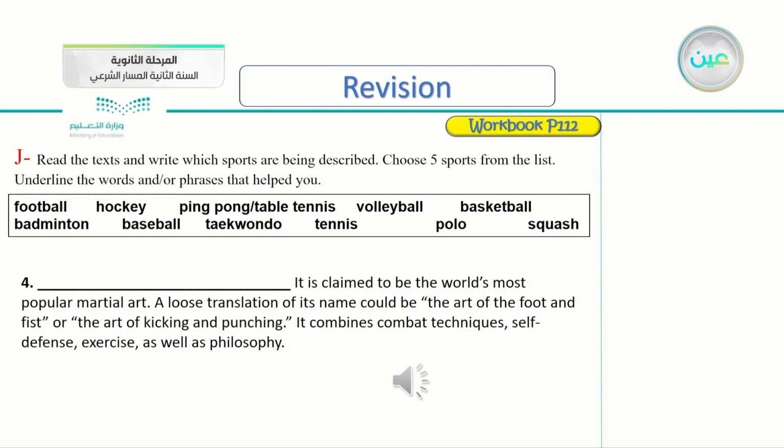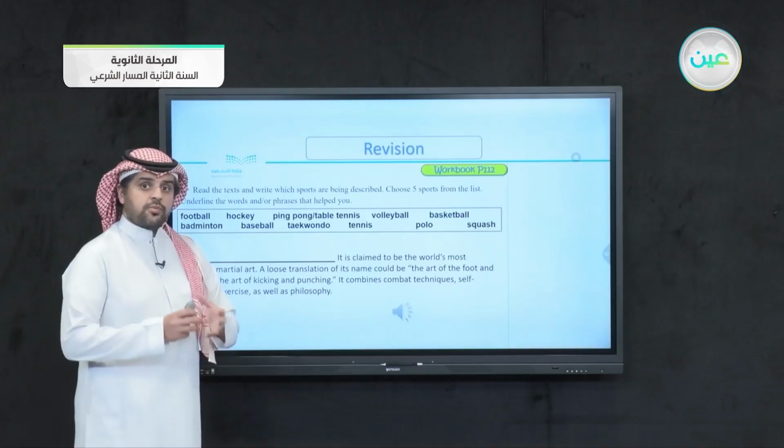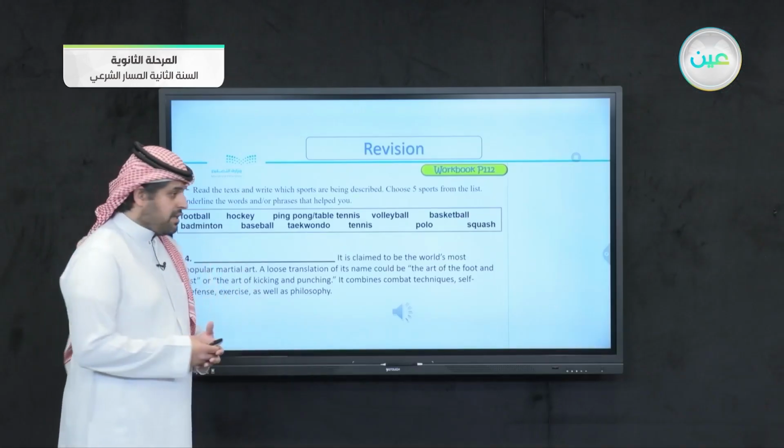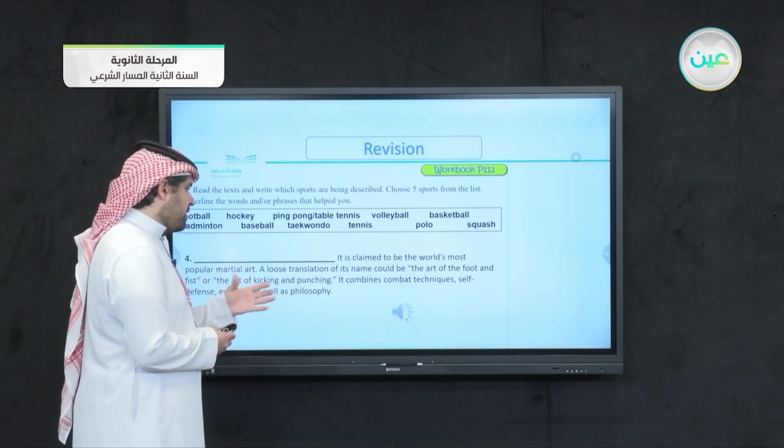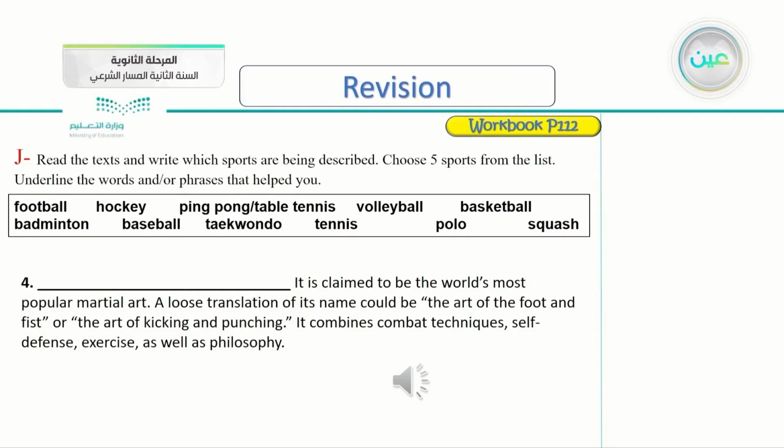So, number 4, it is claimed to be the world's most popular martial art. So, the most popular martial art sport. A loose translation of it could be the art of the foot and fist or the art of kicking and punching. So, lots of kicking and punching here. It combines combat techniques, self-defense, exercise, as well as philosophy. So, I think we all know the answer here, that it's Taekwondo. You're using a lot of kicking in Taekwondo.